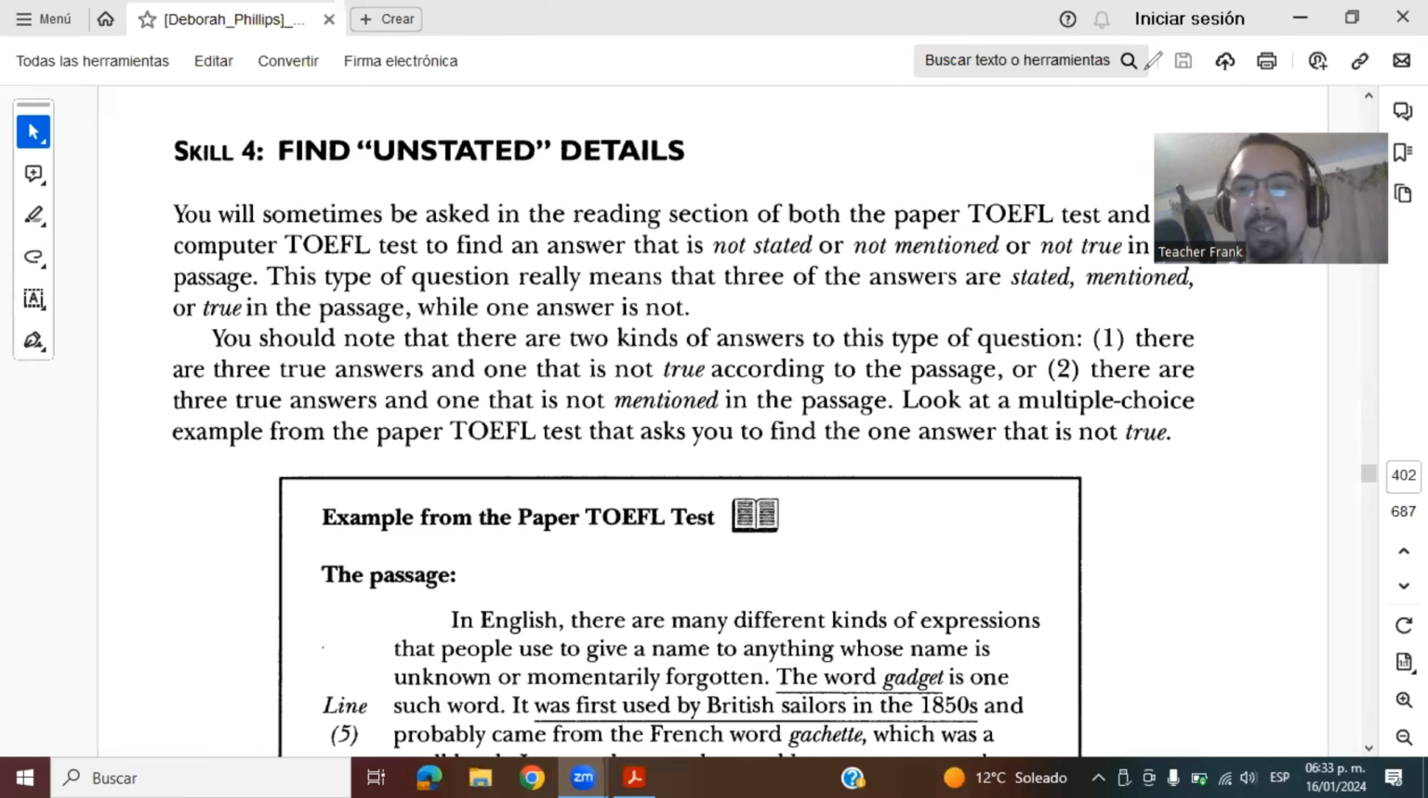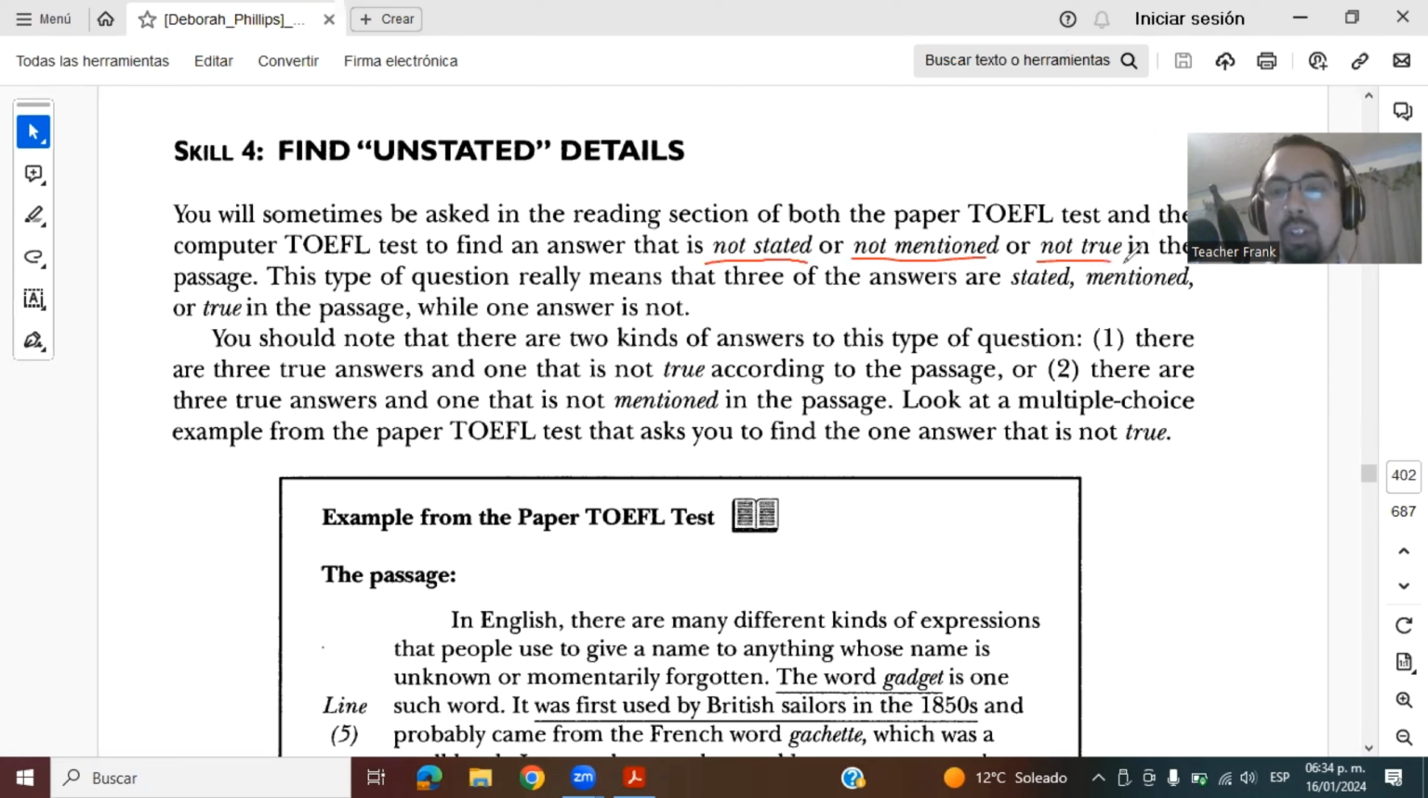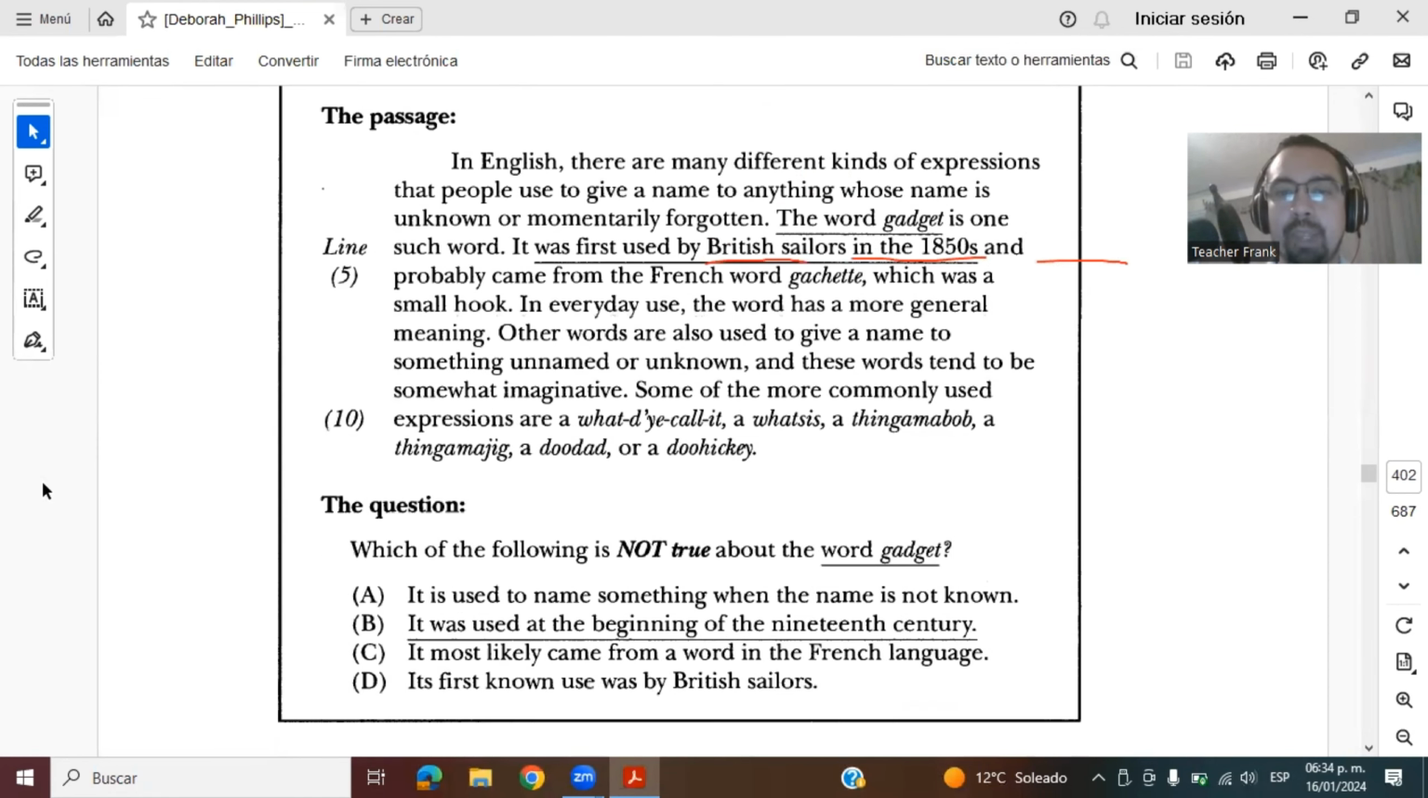Hello, everybody. Welcome back. Now we will be checking skill 4, find unstated details. And this is for the reading part, right? So unstated details basically means that the answer that doesn't have the information that is stated, mentioned, or true is actually the correct answer, right? So let's look at an example down here.